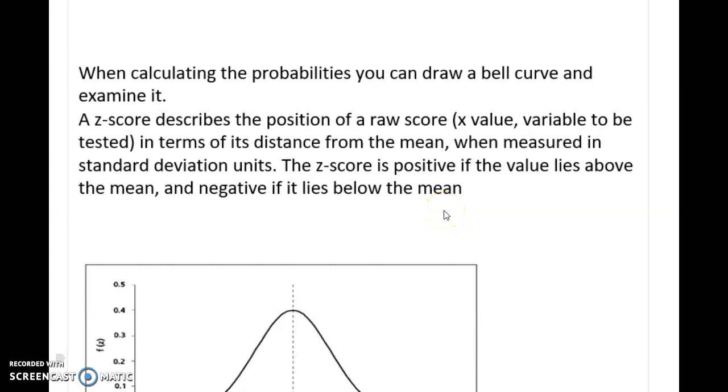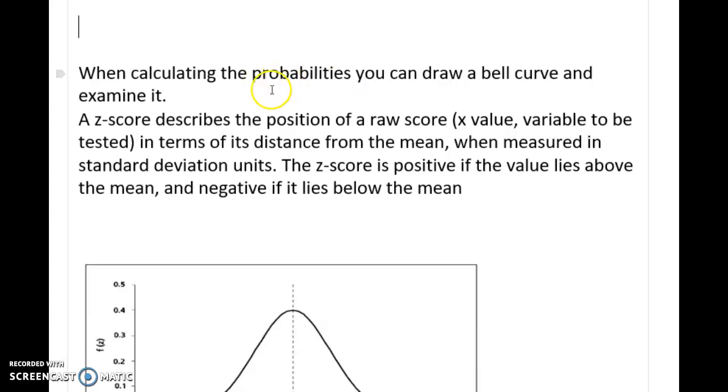Okay, so we've had a look at standardizing some z-scores and calculating probabilities based on these standards. Another way of doing these is to use your bell curve, and this is especially useful if you can't remember the rules about what's minus and what's plus. So what you can do is look at your bell curve.